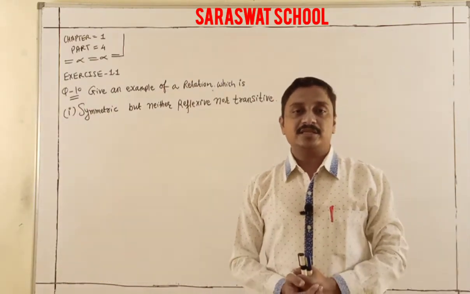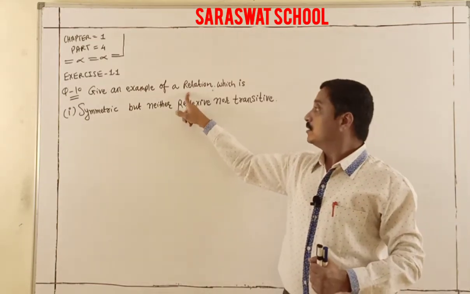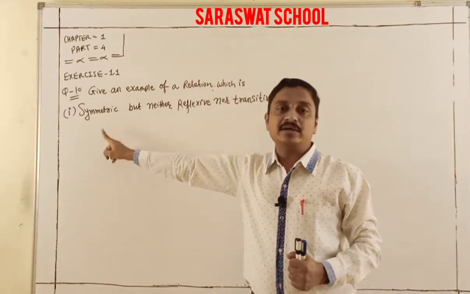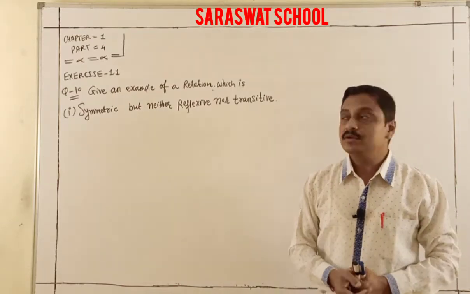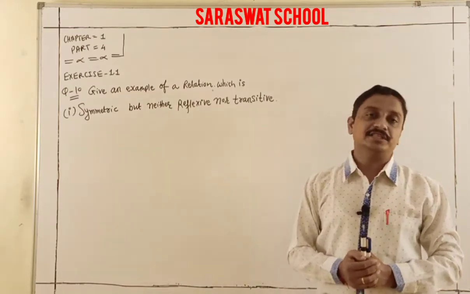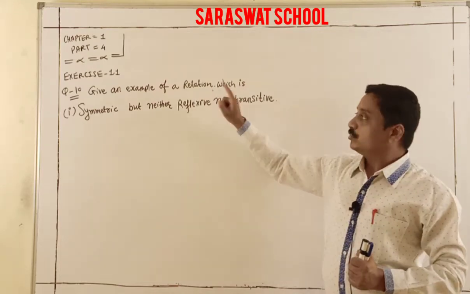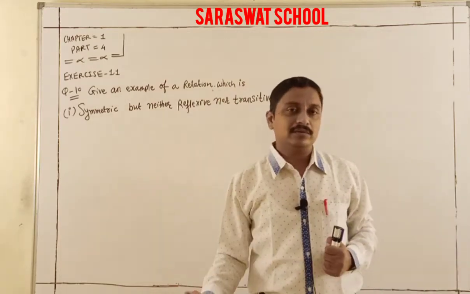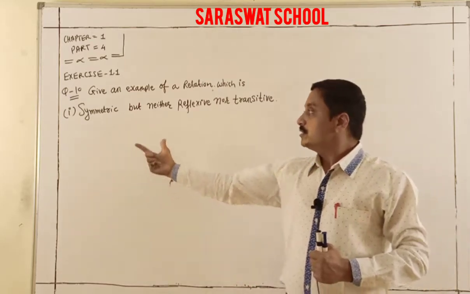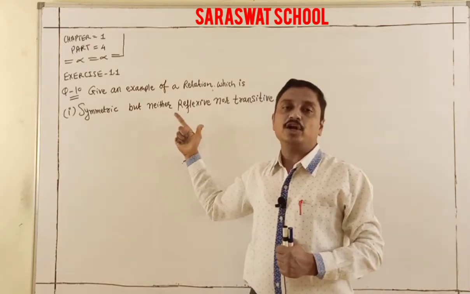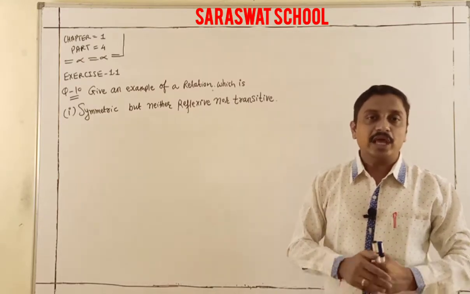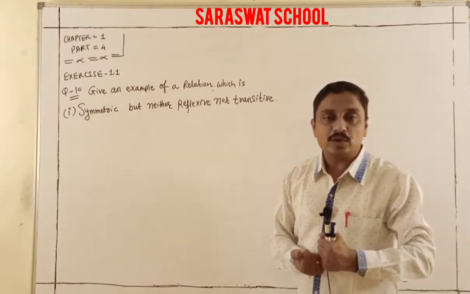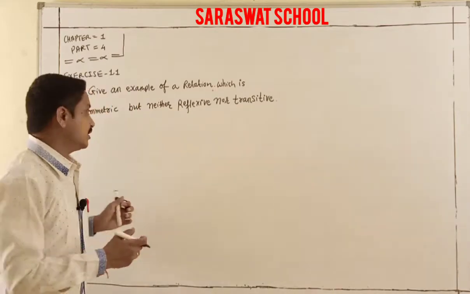Give reasons with examples of relations that are symmetric but neither reflexive nor transitive. So students, here you can write down any example of a relation that is symmetric but not reflexive and not transitive. Any answer is possible, so I will just give you some examples here.